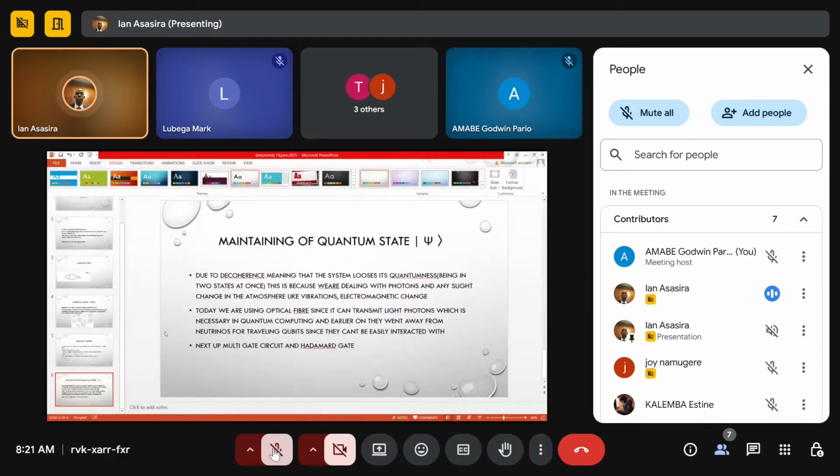So today I'm going to talk only about the quantum NOT gates, and you can go and dive deeper into it. And just to end this, there was something we were talking about: maintaining of the quantum state. Due to decoherence, which means that the system loses its quantumness, which means being in two states at once, like superposition and entanglement. This is because we're dealing with photons, and any slight change in the atmosphere, like vibrations and electromagnetic change, can lead to change of the quantum state.